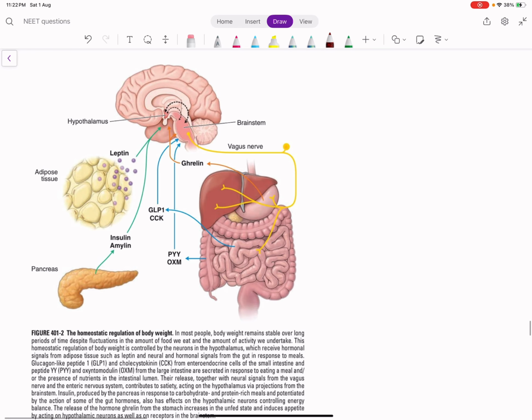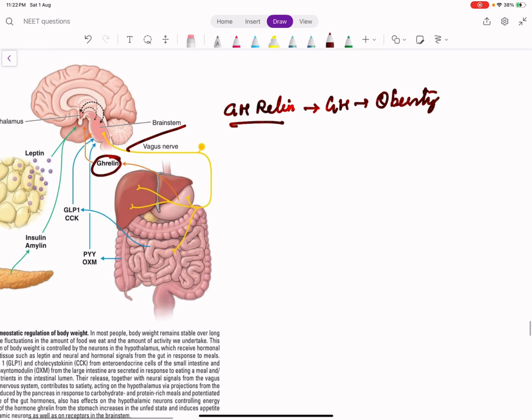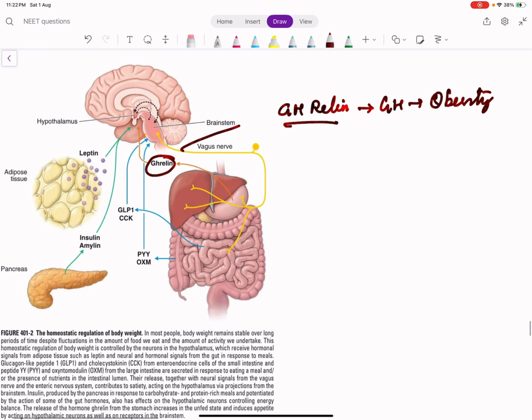So this is the simplest version of obesity pathogenesis. We have many hormones like ghrelin. Ghrelin can be split like this, GH-ghrelin. So ghrelin is a substance which releases GH. When GH is more, growth is more, right? So GH increases obesity. Ghrelin increases obesity. We discussed about, so ghrelin is one thing which increases weight.